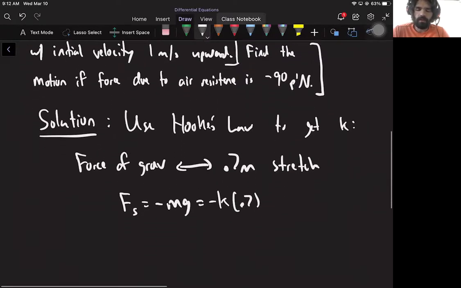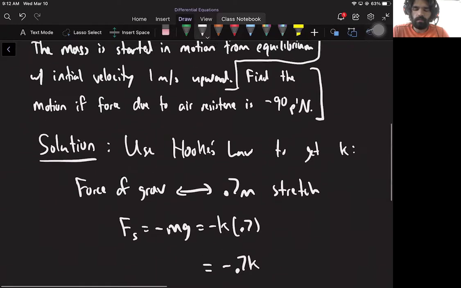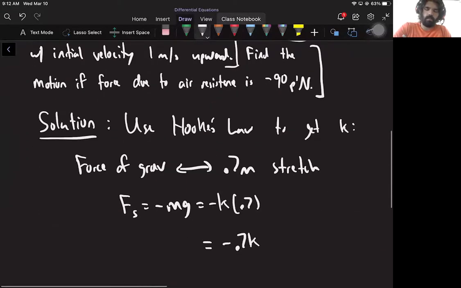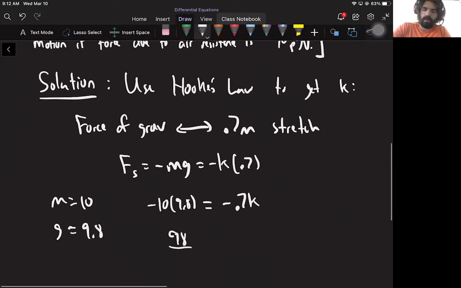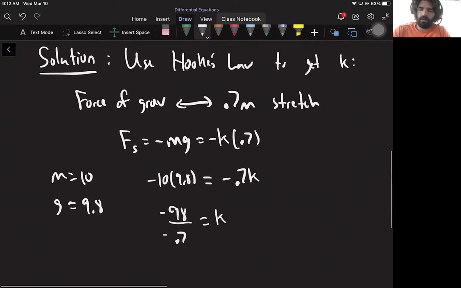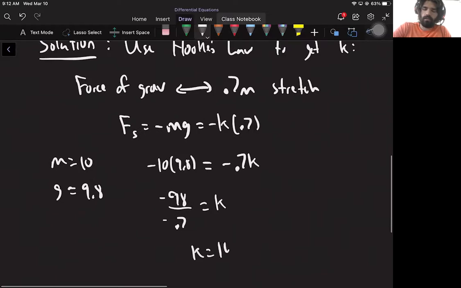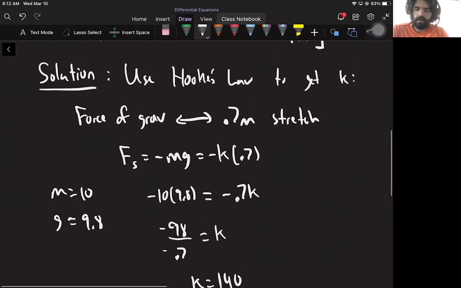And what's the force of gravity going to be? Well, the mass is 10, and the gravitational constant in metric units is 9.8. So this is negative 10 times 9.8. So that's going to be 98 divided by 0.7 is going to give us K. The negatives will cancel. And so K will be 140 if you plug this into your calculator. Great. So this is going to tell us K.